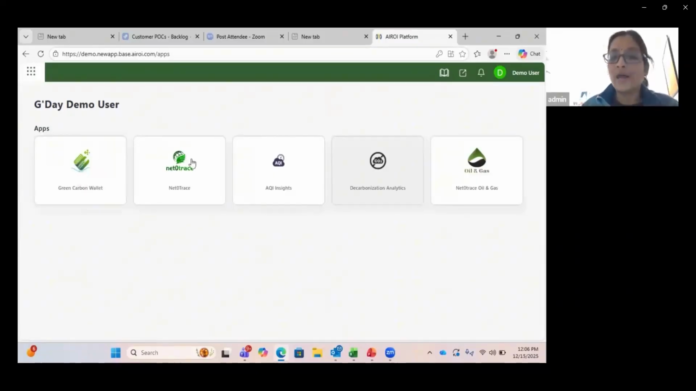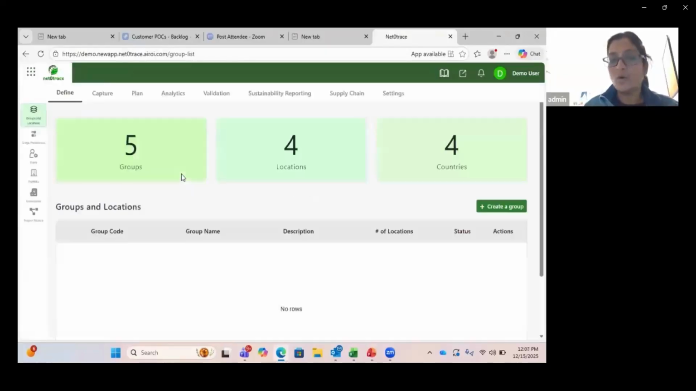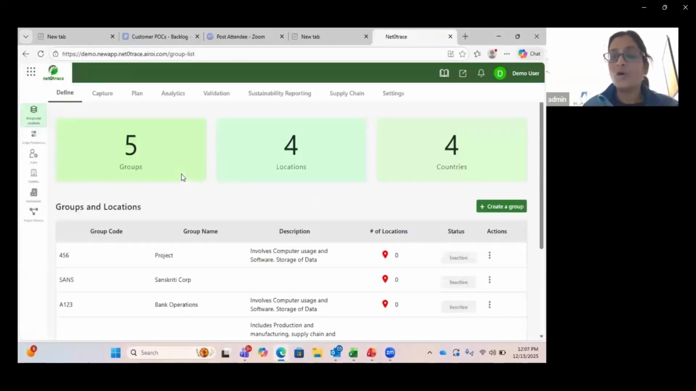But before that, I'll take you through the net zero trace module. This would be of the highest interest for the hospitality sector. So what we do in the net zero trace module is when we onboard a new customer. When we initially start onboarding the customer, the first step that we do is we set up the data for them. So we look at the structure of the organization.